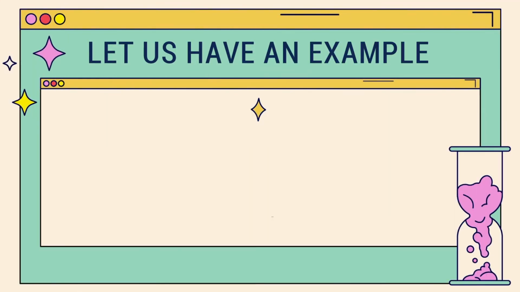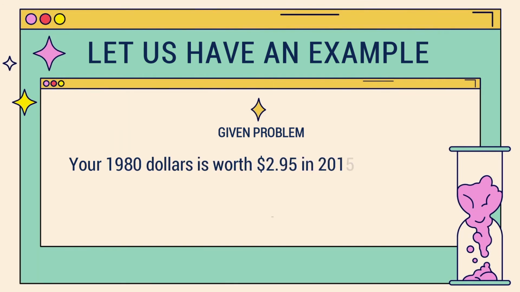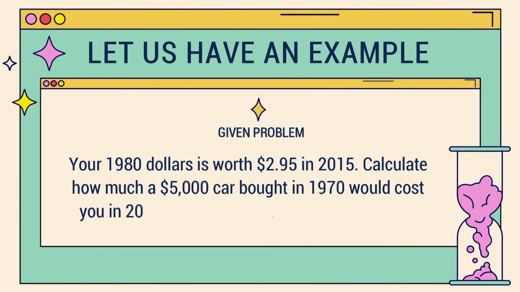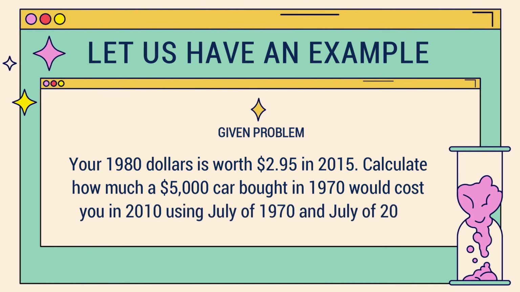Let's have an example. Your $1,980 is worth $2.95 in 2015. Let's calculate how much a $5,000 car bought in 1970 will cost you in 2010. For this example, let's use July of 1970 and July of 2010. Follow the following steps.